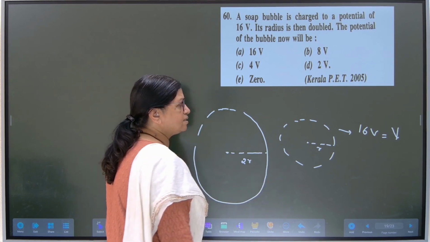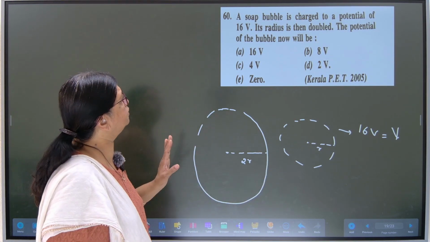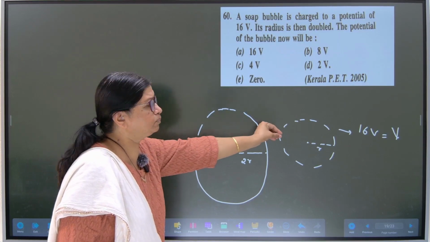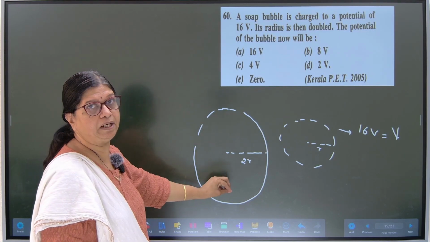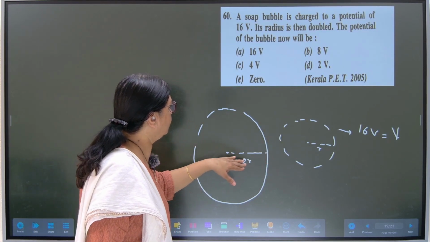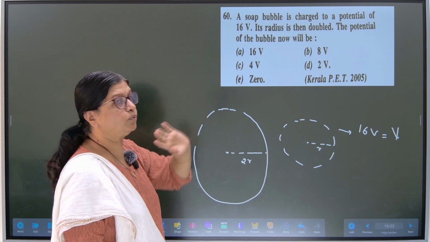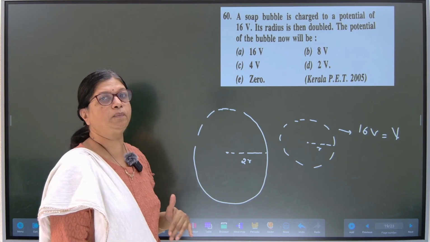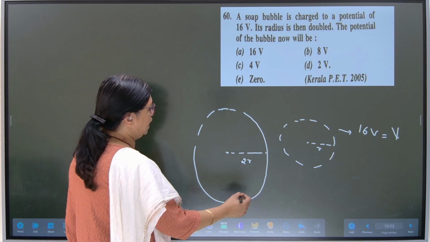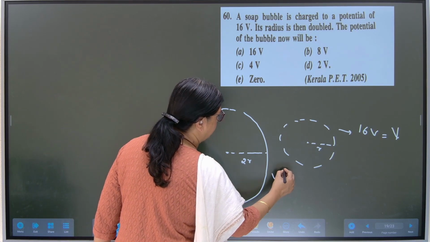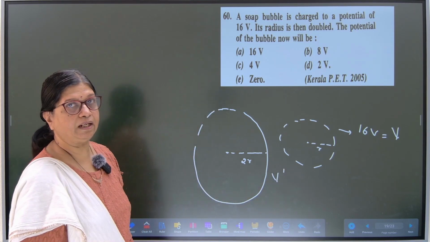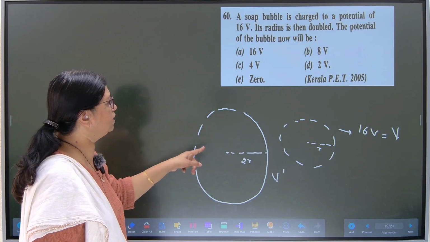Every numerical has its own story to say. Understand the story. Its radius is doubled. Now, this bubble was small. Now, its radius is doubled. So the radius was r, now it is 2r. What will be the potential of this new bubble? That is the question. So let us say that the potential is V dash. Agreed?